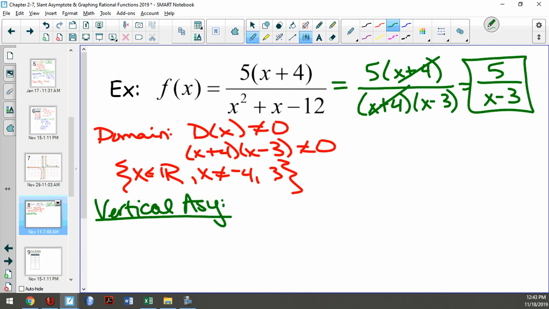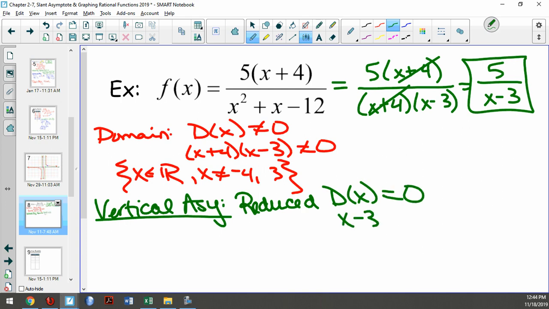So now, I'm going to take the reduced d of x and set that equal to 0. So that means x minus 3 is equal to 0, so x is equal to positive 3. Okay, what does that imply? That this is my vertical asymptote. I only have one. Do I still have a domain restriction in the other spot of 4? I do. It's just not going to be an asymptote. Do we all understand that? Yes or no?